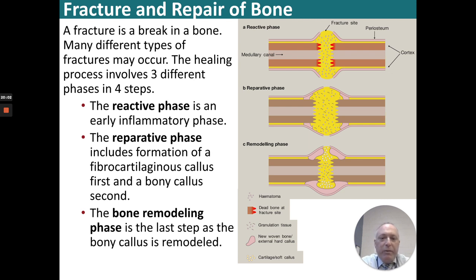So we can split this up into 3 phases: the reactive phase, which is mostly going to be blood and inflammatory cells that are invading this area, and then the reparative phase, which includes formation of the fibrocartilage and the first bone that's laid down. And then there's a remodeling phase that is the last step, where the bone is continually remodeled.